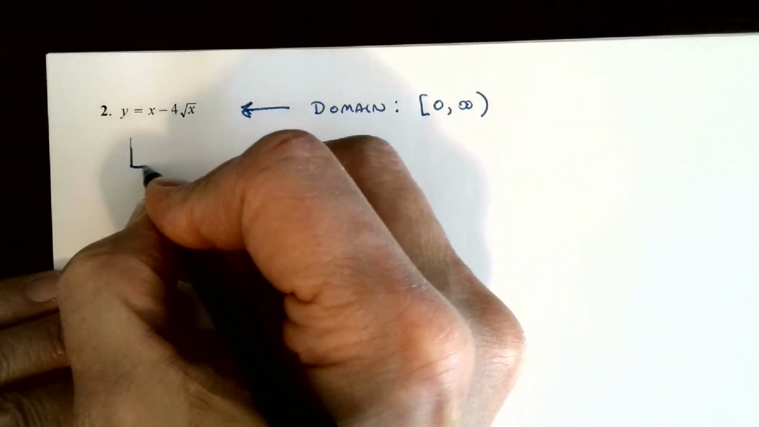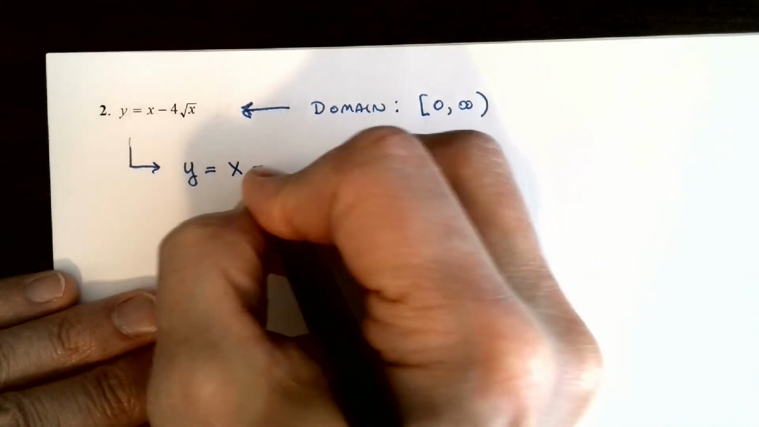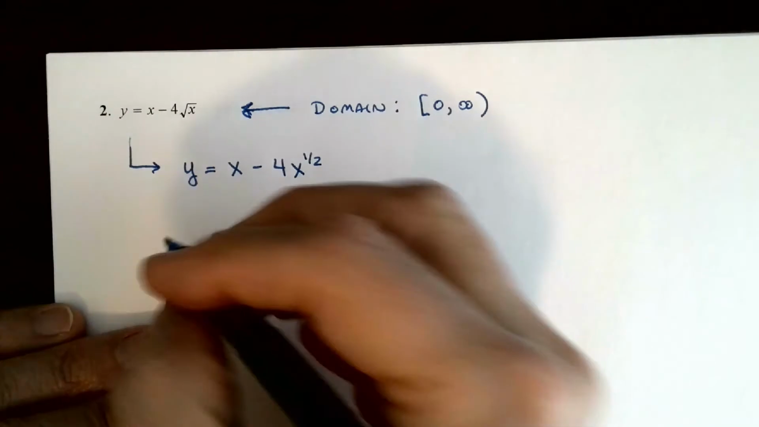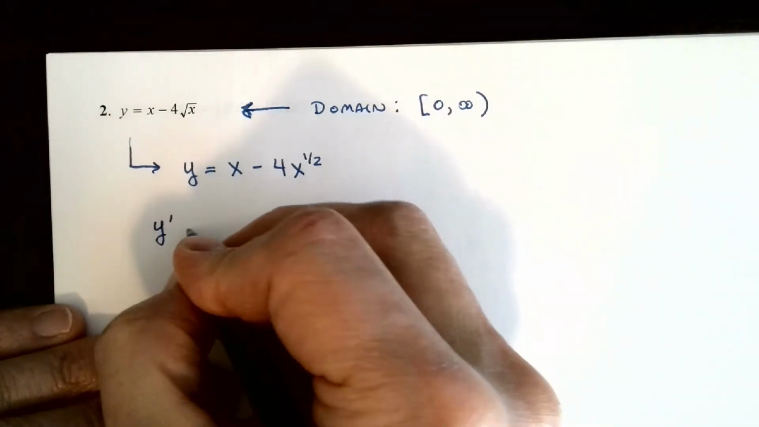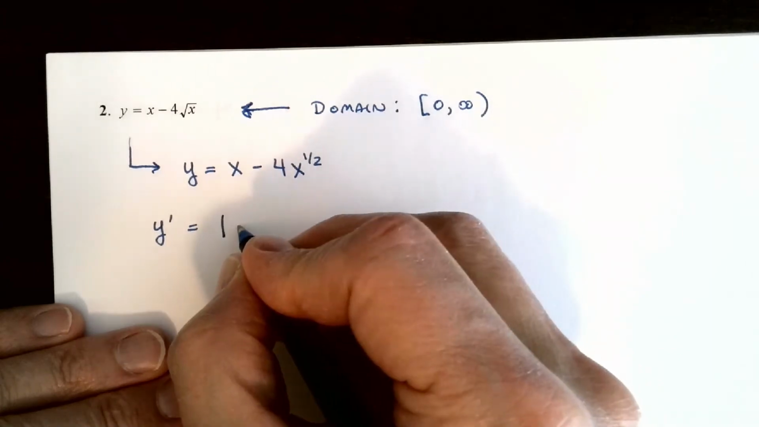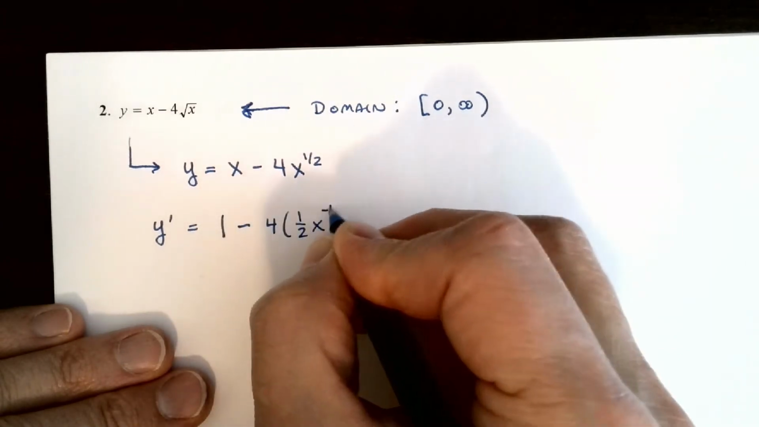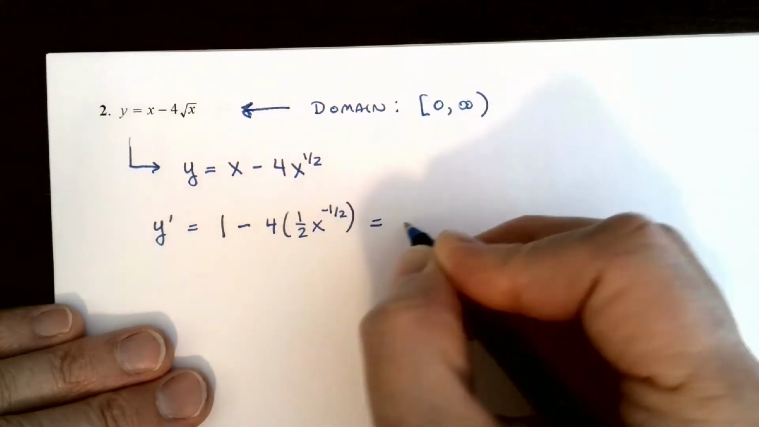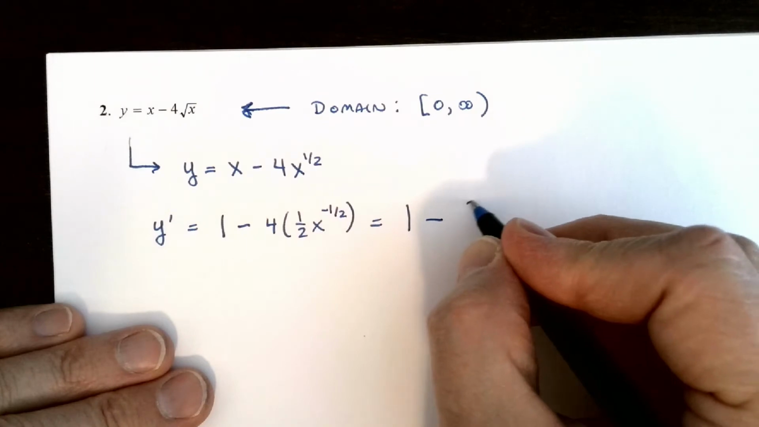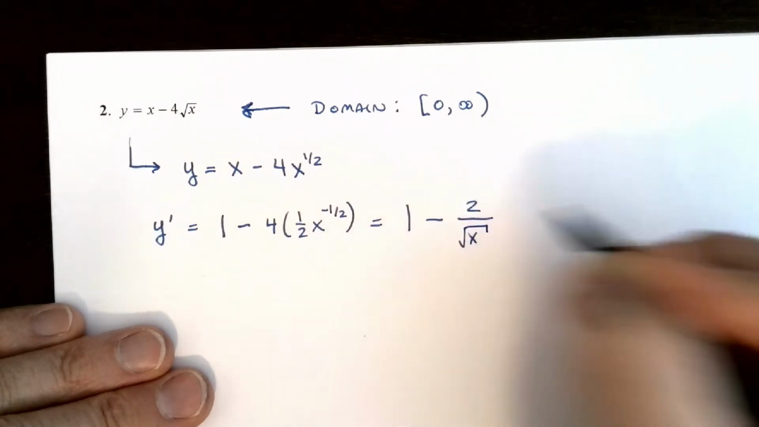So of course I'm going to rewrite this as y equals x minus 4 times x to the 1/2 power, right? So then I can find the first derivative. Derivative of x is 1. And then bring down the 1/2, x to the negative 1/2. So if I clean this up, 1/2 times 4 is 2. X to the negative 1/2 is 1 over x to the positive 1/2, or the square root of x. I'll just write it that way.